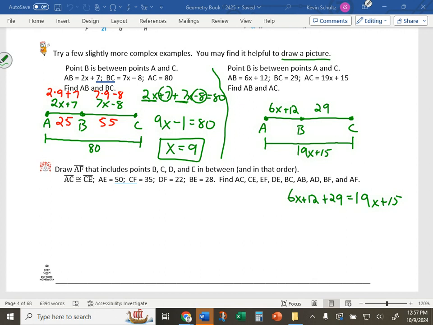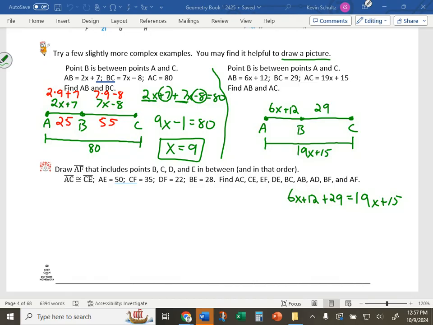Shouldn't we be subtracting, because 19x plus 15 is like the whole thing, and the 6x plus 12 is just part of it? Right. This part plus the other part equals the whole thing. Okay?